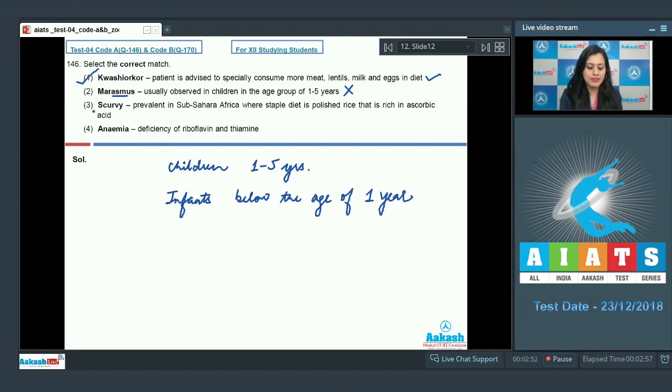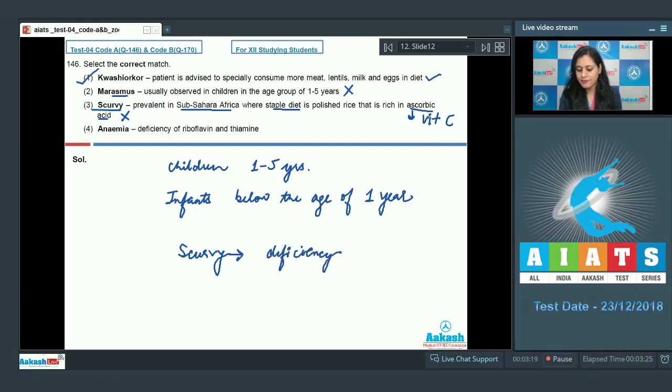The next option given is scurvy, and the match given is prevalent in sub-Saharan Africa where staple diet is polished rice that is rich in ascorbic acid. What is ascorbic acid? Ascorbic acid is vitamin C. And we know that this is an incorrect match because scurvy is due to deficiency of vitamin C. So this is an incorrect match.